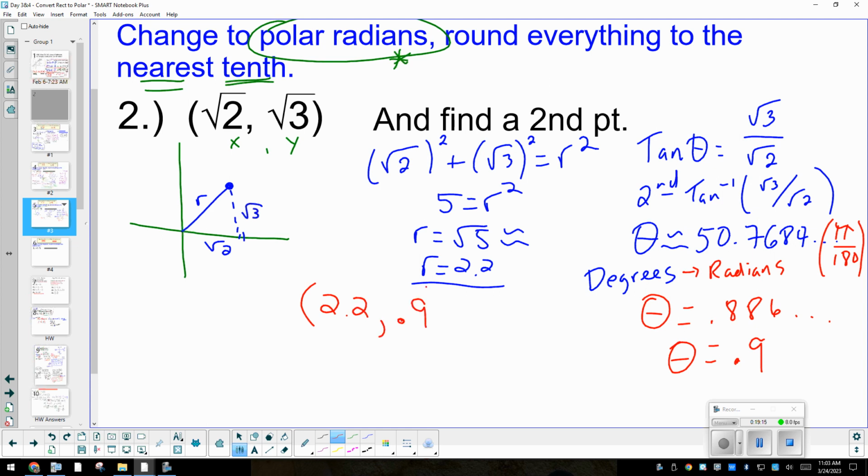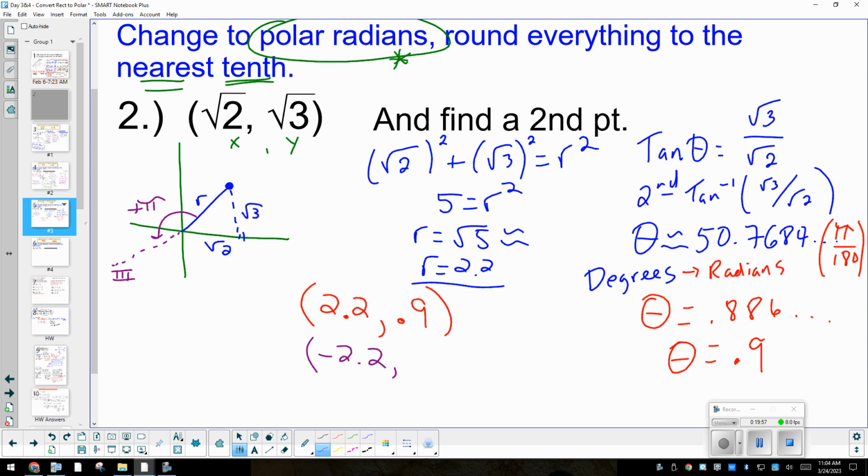So now we get 2.2 and 0.9, and that's your first point. Okay, now, since we're working in radians, we want to find that second point, so I draw a dashed line. I'm going to be over here in the third quadrant. So I negate the r value, and this is where I would use his technique of adding pi, because it makes it a lot easier, especially here in radian land. So going from here to here, you would just add pi.